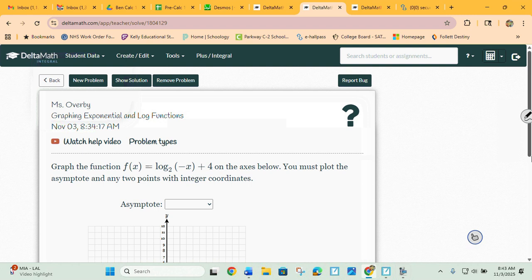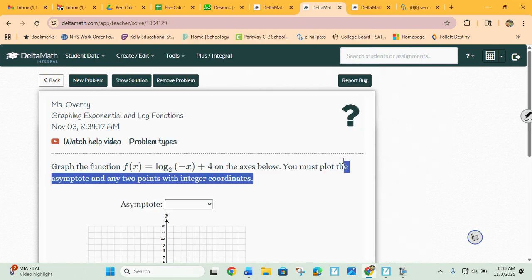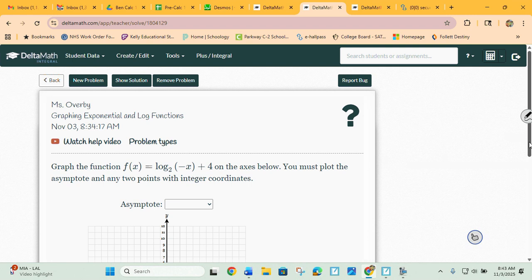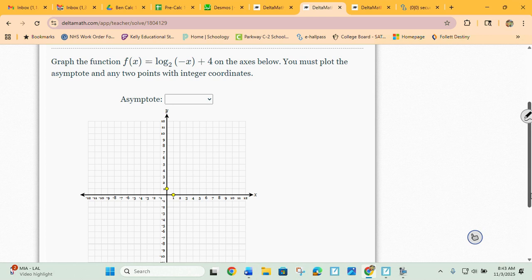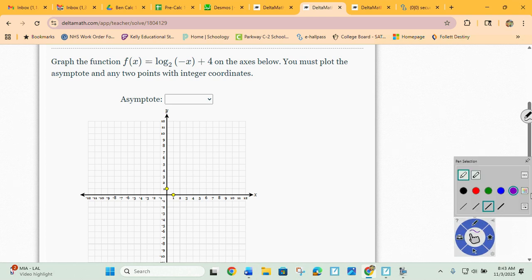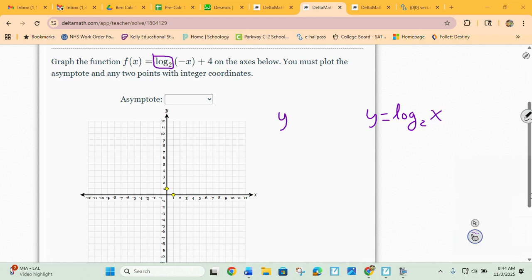Okay, so I want to identify first the parent function. All right, so I see that my parent function is log base 2 of x. So this part right here is my parent function, right? Y equals log base 2 of x. And when I think about the inverse of that, I think y equals 2 to the x is my inverse, right? Because 2 is the base.